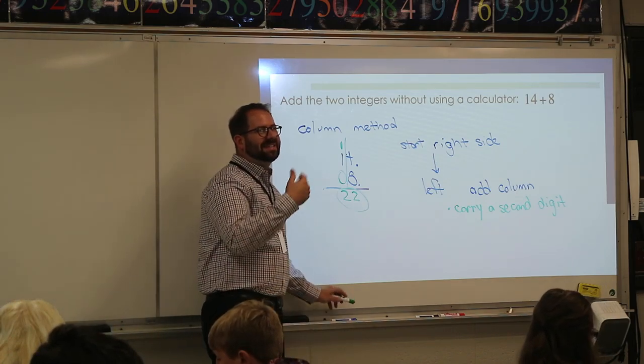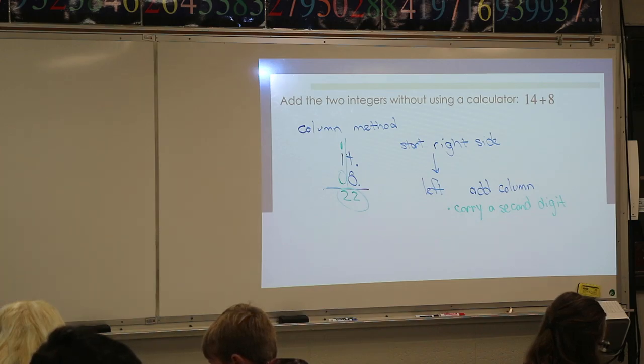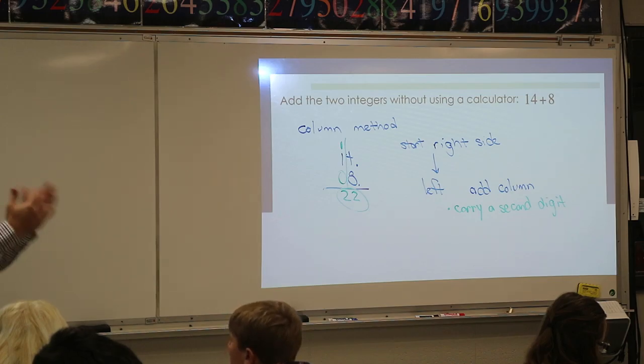So that's the concept of adding numbers, right? They teach the column method probably as early as second, third grade, somewhere in that ballpark. It's the go-to. I still use it. One of those weird things, I can't even add or subtract in my head. I honestly cannot do it.